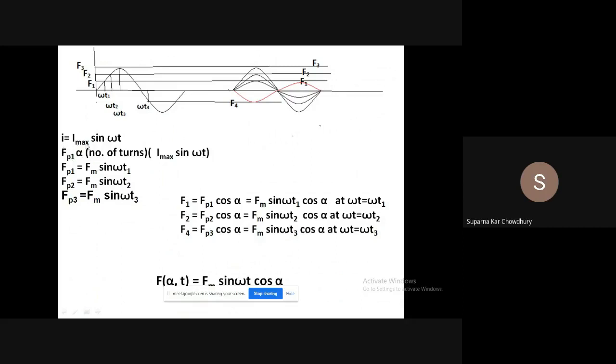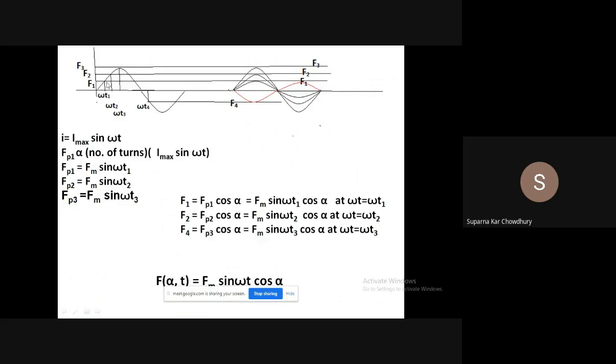Say i is equal to I max sine omega t. Then FP1 is proportional to the number of turns. This is the current wave. So depending on the current value, the MMF value will change.